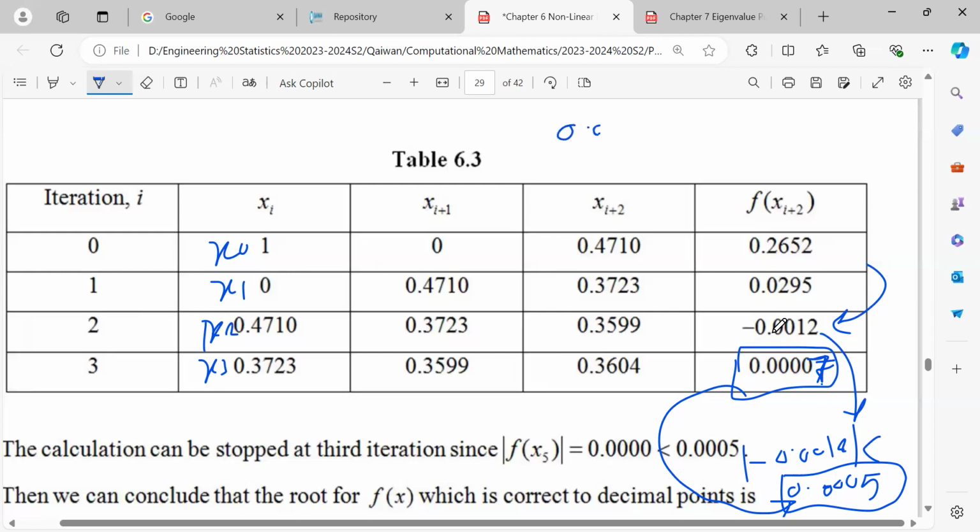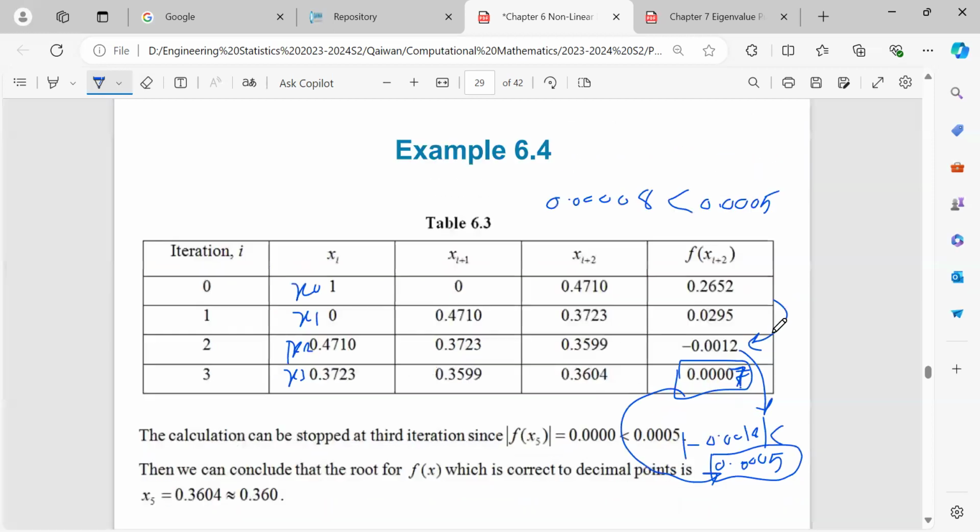Here, if you have 4, let's say 8, is it less than 0.0005? Of course, it's less. So you stop. As it satisfies the requirement. Okay, as it's less than the error, we stop. That's it. This is how to find the solution.